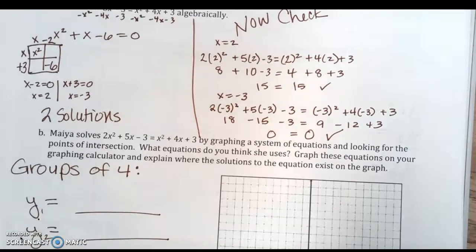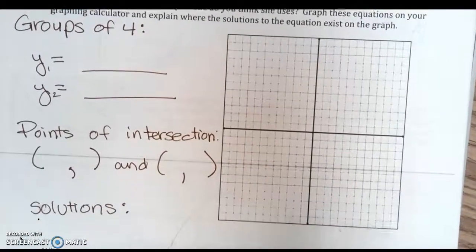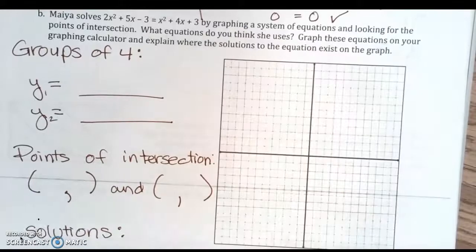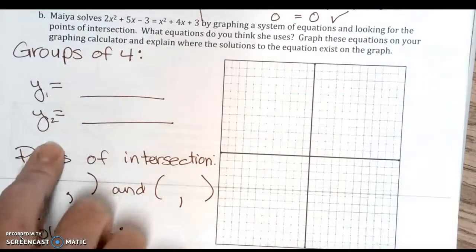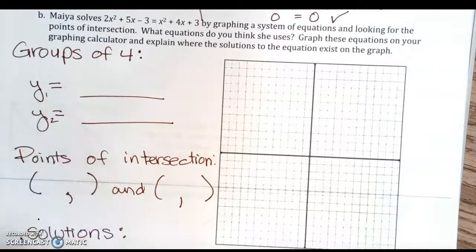You're going to come back to this when you get into your groups of 4, but for now, you can write down what you're going to need. You're going to need 2 equations. The first one's going to be equal to what?